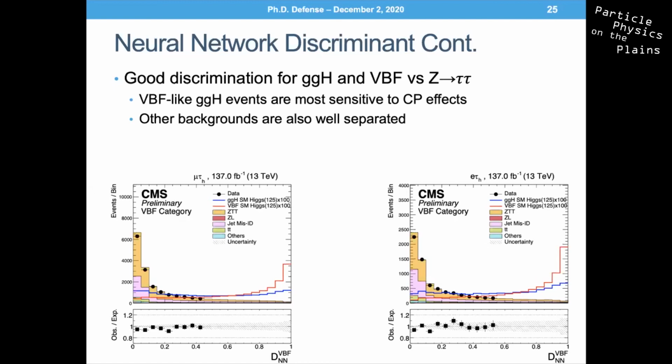And then the last thing we see here is that all of our backgrounds are peaking near 0 and being well separated from signal. So the end result here is that we can train a network to separate just VBF versus Z to tau tau, so a very simple network. And it actually provides good separation between all of our signals and all of our backgrounds. So we can do everything we need to do with just this simple network.